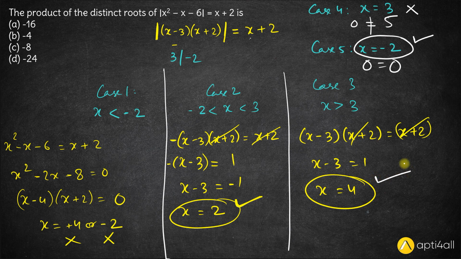So we get 3 values of x which will satisfy this equation: 2, 4 and minus 2. So product of all these values is 2 into minus 2 into 4, which comes out to be minus 16. Hence option A here is the right answer.